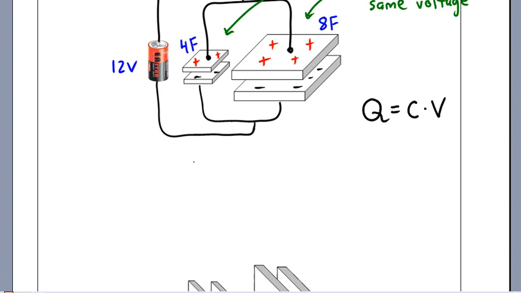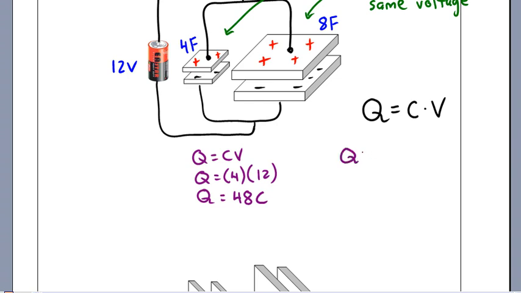For that 4 farad capacitor, if I look at Q is equal to CV, the amount of Q there would be the capacitance. I've made up this number of 4. 4 farads is a huge capacitance, by the way. Multiplied by 12 volts, the Q on that smaller capacitor is 48 coulombs of charge. Pretty impressive, right? That we've stored up that much charge on that little parking lot. Okay, what about the bigger capacitor? Well, I'm going to play with CV again.